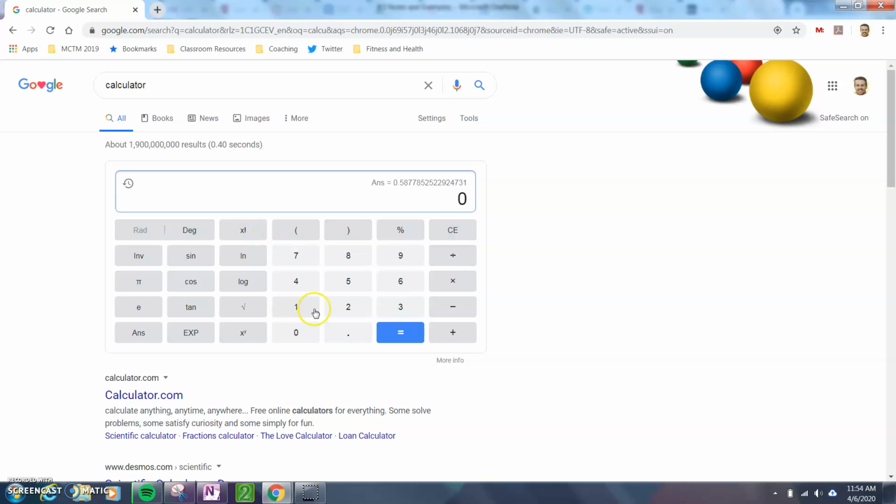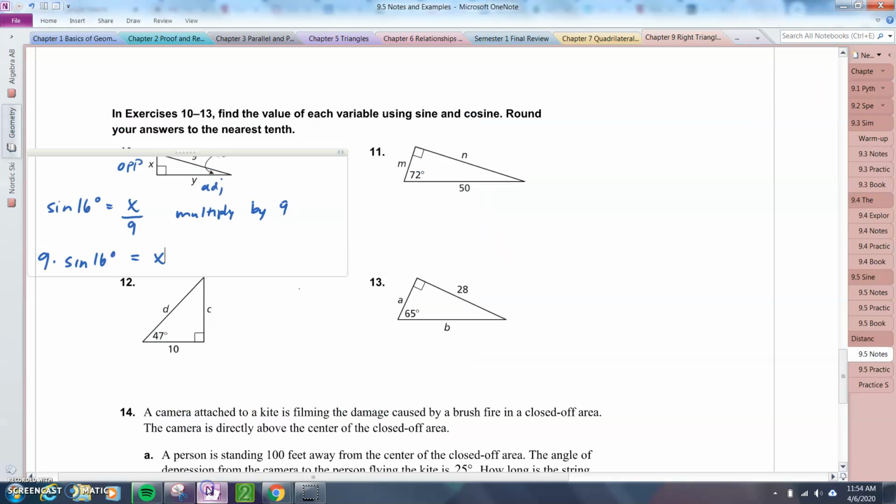Okay, so what I have to set up is 9 times the sine of that 16 degrees. Type it in like that, and I'm going to get 2.48. We're asked to do the nearest tenth, so that would just be 2.5. Okay, so 9 times the sine of 16 degrees is 2.5. Make sure you are in degrees in your calculator. Again, if you're coming up with a negative answer in your calculator, you're most likely in radians.